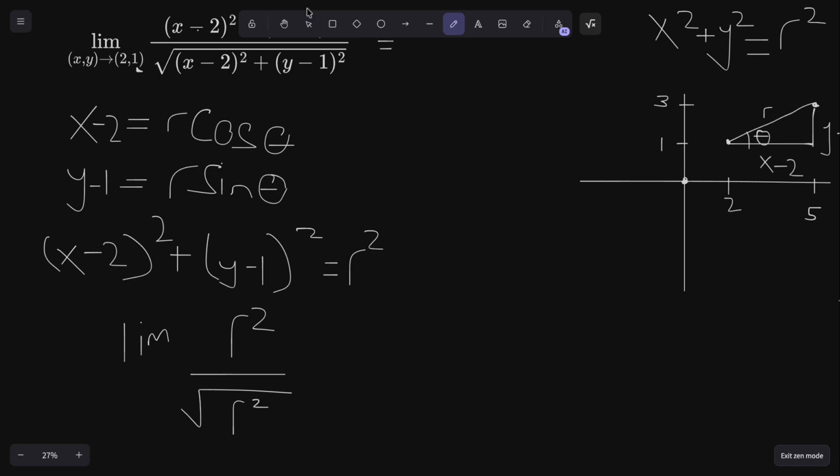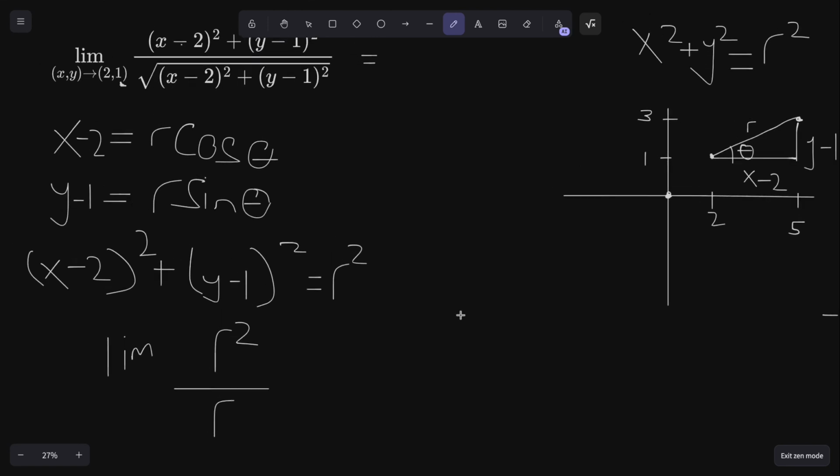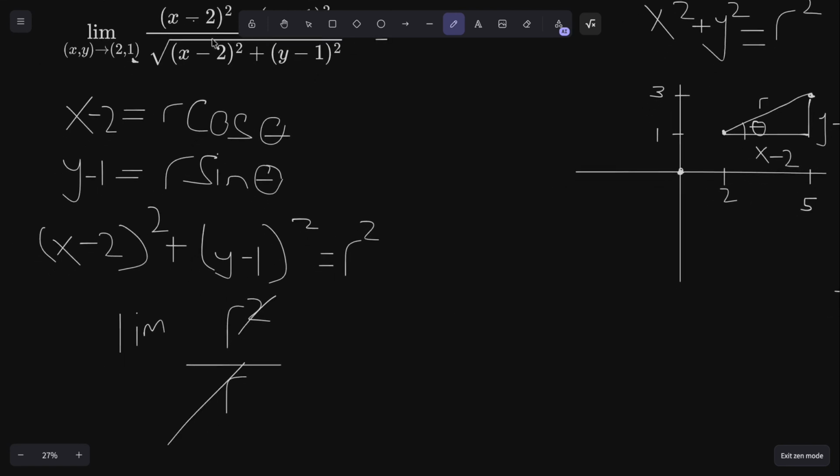And the square root of r squared is just r. Usually in Calc 3, you would take the r value, that distance right over here, right? It represents a distance. Usually you would take that as non-negative. The r's cancel out, and you're just left with r.